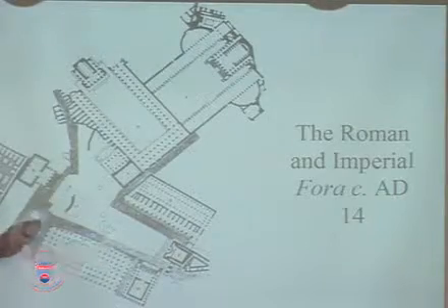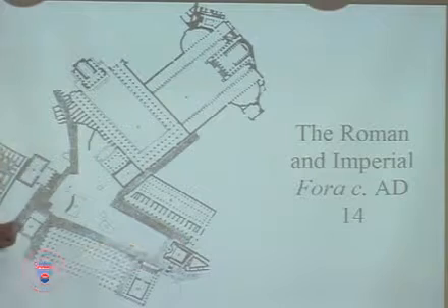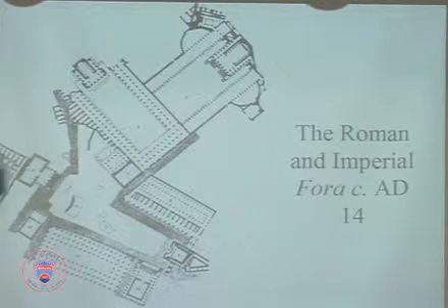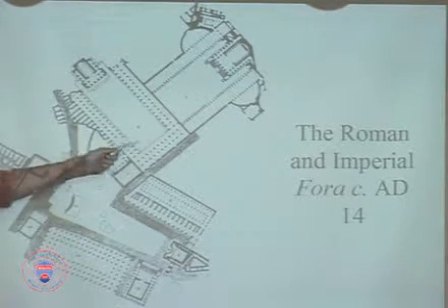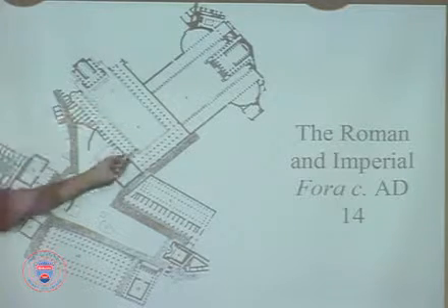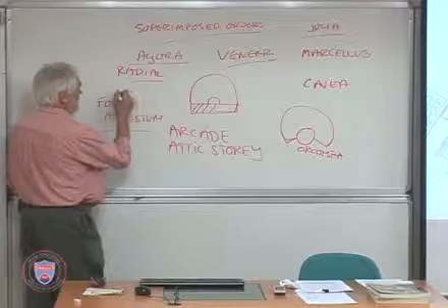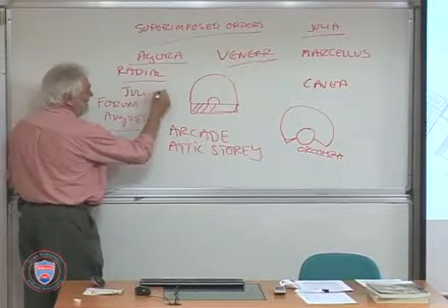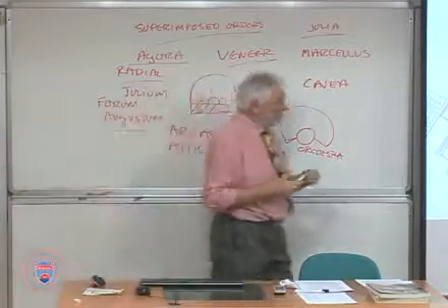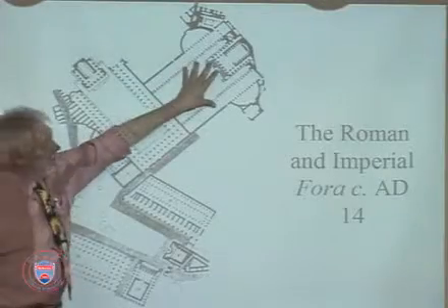This is the Roman Forum. This is the political centre of Rome. Caesar's buildings on either side. Caesar also built this, which is the Forum Julium. And what Augustus does is to build one more next to it there.